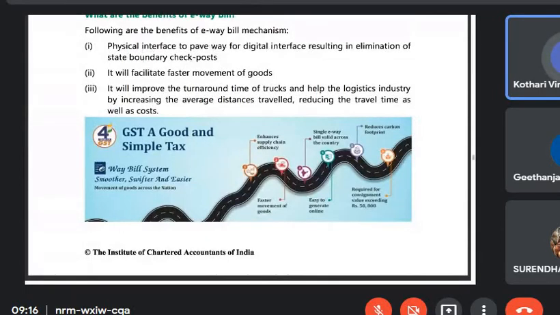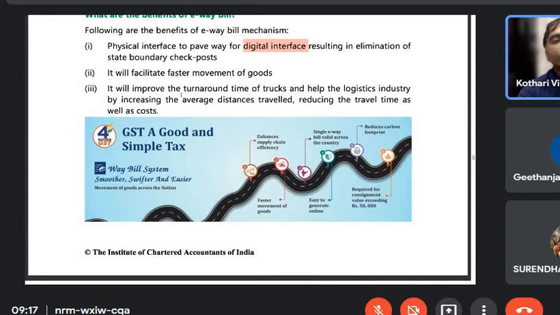What is the benefit of e-waybill? Physical interface gives way to digital interface, resulting in elimination of check posts. So now no check posts are there. Goods are moved faster. If goods are moving through 5 states and there is a check post, a lot of time is wasted. So now that time is saved. It will facilitate faster movement of goods.